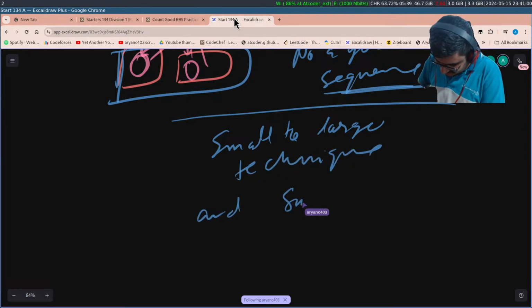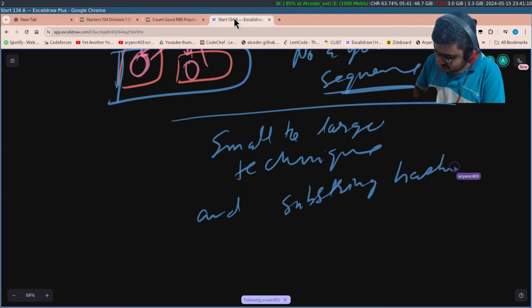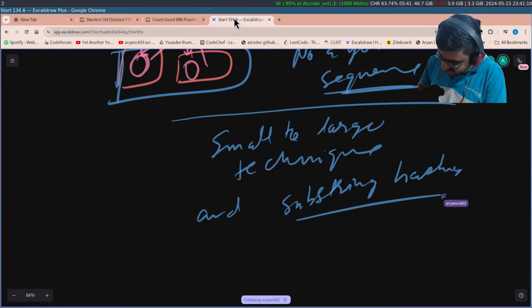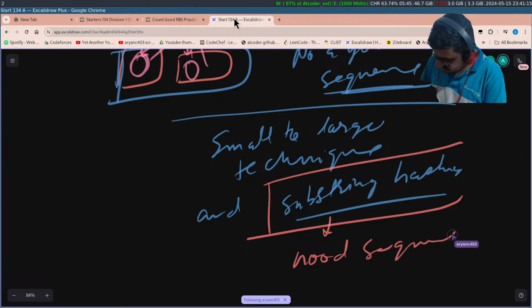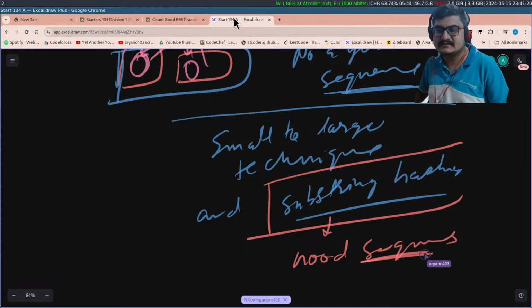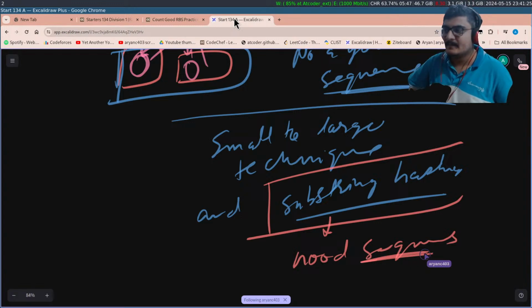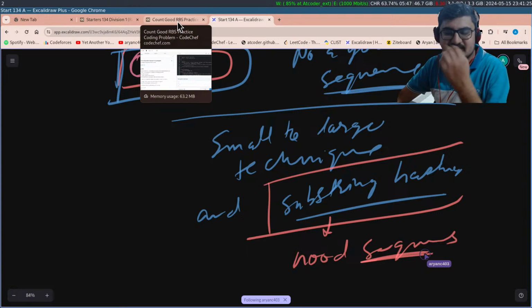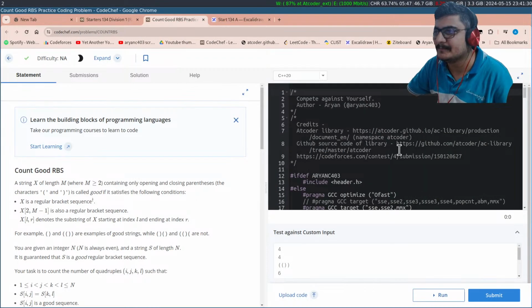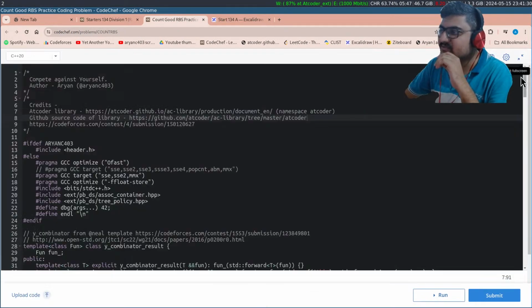And subtree string hashes. Like we can use subtree string hashes to get all the good sequences, and essentially that is the idea we have for this problem. So we can essentially count the hashes of all the good sequences, and then we can count the value we have, and we can use small to large.